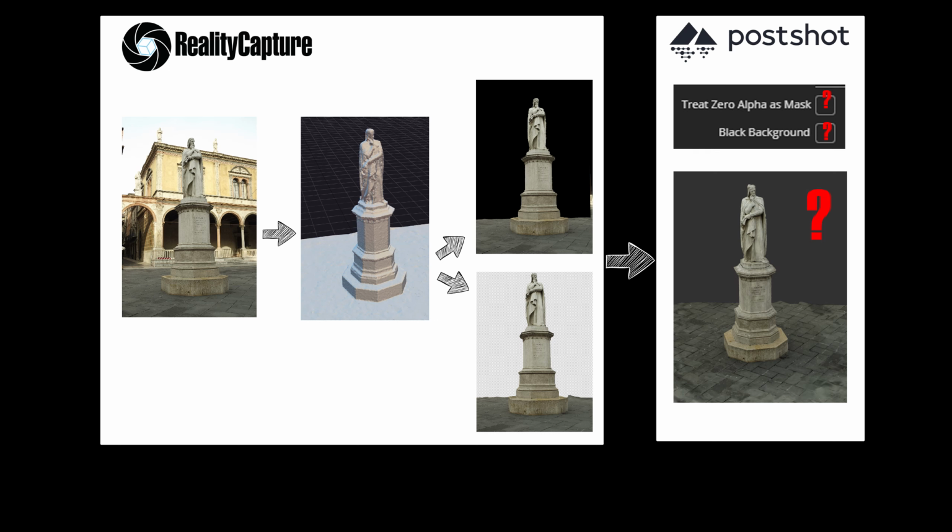Can we use reality capture to generate images with a masked background and use them in Postshot to create a clean Gaussian splat of our main subject? That is the question we're gonna answer today. I hope you enjoy.